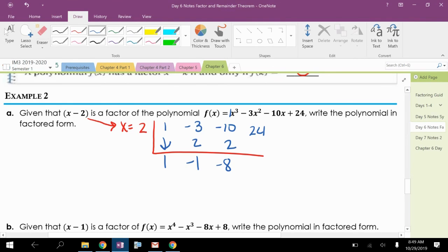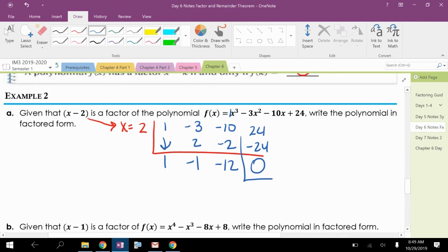I messed up. Where did I mess up? You're right. It is a negative 2. I was like, wait, I messed up somewhere. Thank you. And then I get negative 12. And then 2 times negative 12 gets me negative 24, which gets me 0.